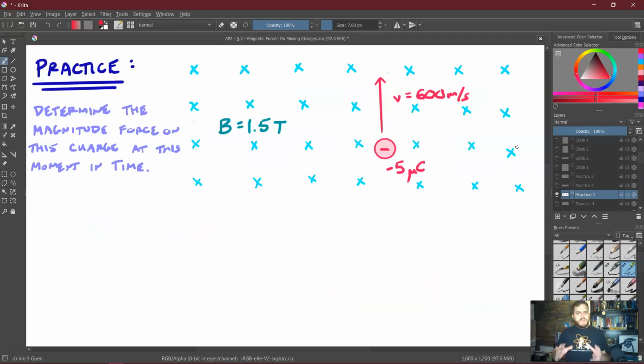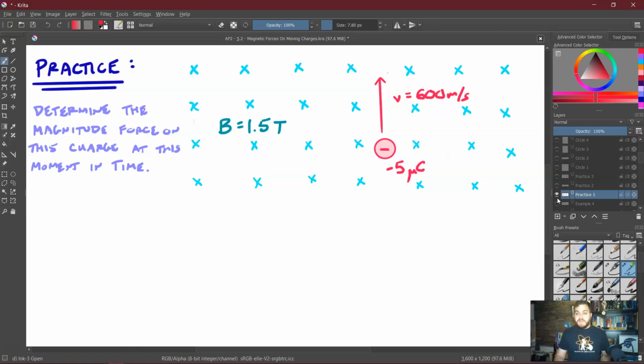All right, let's do another one, and this time I want you to try doing it on your own, and let's see how you handle it. We have a negative charge, that's negative 5 microcoulombs, so that's times 10 to the minus 6. We have a magnetic field of 1.5 teslas going into the screen, or into the page. Remember, the X's show you the backside of the magnetic field lines. If it was dots, that would be the front side. So this is going into the screen. And the velocity is 600 meters per second. So go ahead and figure out what the magnitude and the direction of the force need to be.